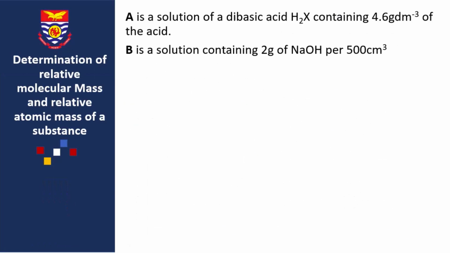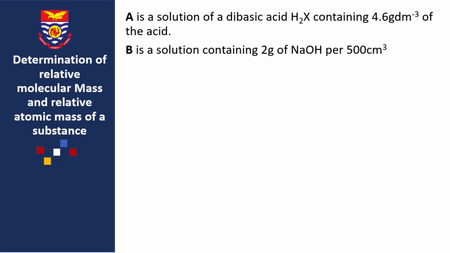So let's get going, and we are starting with a problem where A is a solution of a dibasic acid containing 4.6 grams per decimeter cube of the acid, and B is a solution containing 2 grams of sodium hydroxide per 500 cubic centimeters of the solution. I always prefer that you try to know the plan, how you are going to attack the problem at this point before you continue.